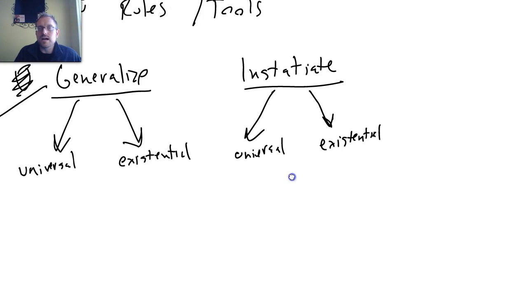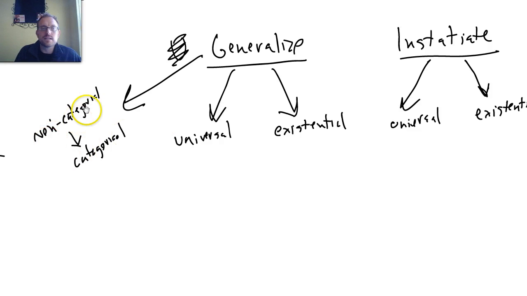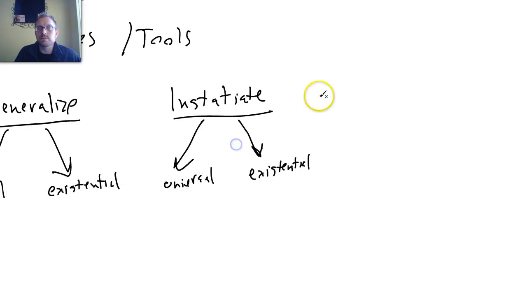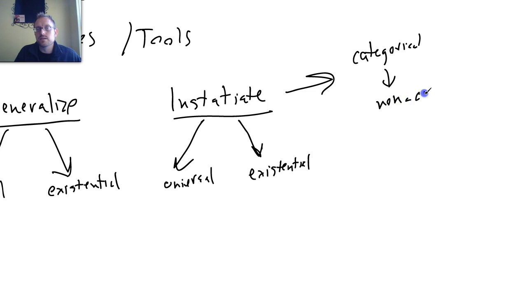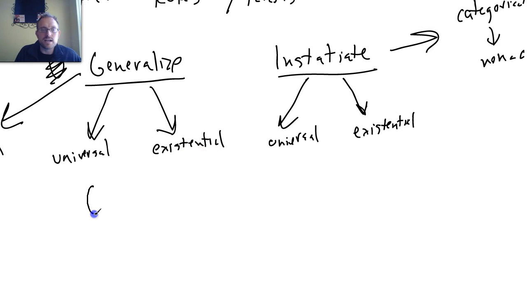Okay. Now, instantiation does the reverse. Instead of moving from a non-categorical claim to a categorical claim, instantiation allows us to go from a categorical claim into a non-categorical claim. Or in other words, maybe this would be easier: when you generalize, you're basically going to add a quantifier, and when you instantiate, you're going to remove the quantifier.